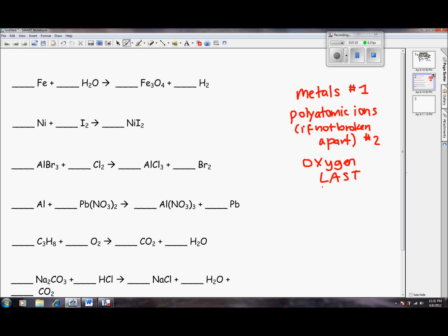You do oxygen last. The reason that we do oxygen last is because oxygen tends to appear all over the place in a lot of chemical equations, and it just seems that if you balance everything else and then you wait to the very end, oxygen tends to get itself balanced while you're working on everything else.